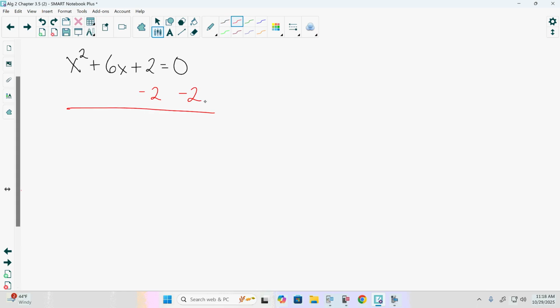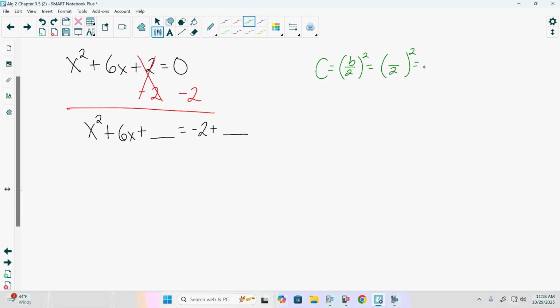Now at this point here, we can subtract 2 from both sides. Telling us that we have x squared plus 6x plus blank is equal to negative 2 plus blank. So our second step is to get our variables on one side, constant terms on the other. So we subtract 2 from both sides. The value b in our case is positive 6.